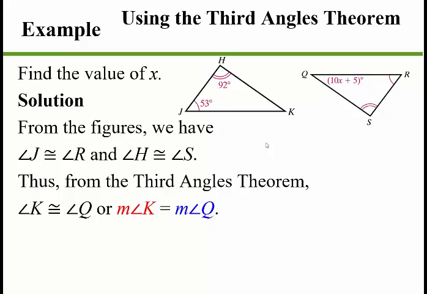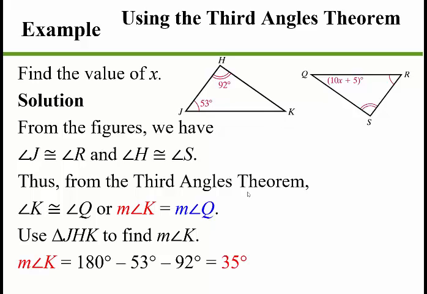So thus from the third angle theorem, what I see here, just as I said, angle K must be congruent to angle Q. So using this first triangle, triangle JHK, let's find the measure of angle K. Well, it must be that the interior angles sum to 180 degrees. So the measure of angle K is 180 minus 53 minus 92. So the measure of angle K here is 35 degrees.